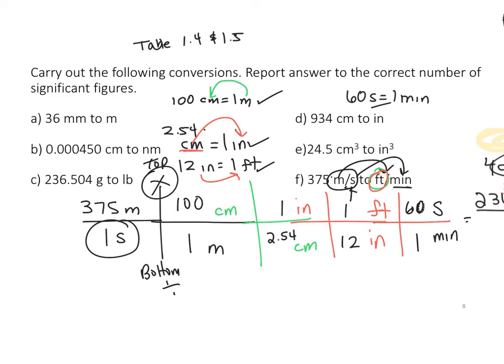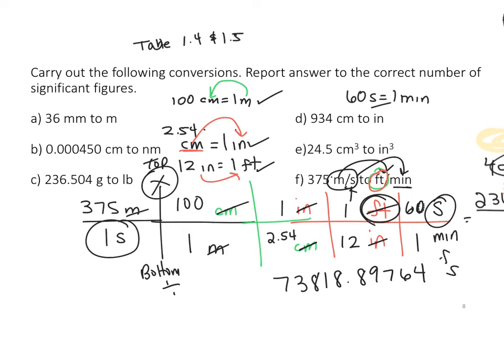So times 100, and I have to equals mine out because that's what my calculator does. Divide by 2.54 equals divide by 12, and then multiply by 60. And so I get 73818.89764, and that would be feet per minute, because meters cancel out, centimeters cancel out, inches divided by inches, feet stay the same, and seconds cancel out. And that's what we wanted, feet per minute. See how, what are you left with? You're left with the feet, and you're left with minute, feet per minute.